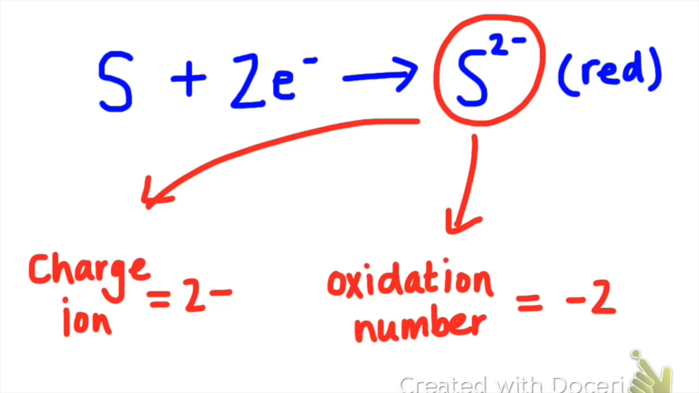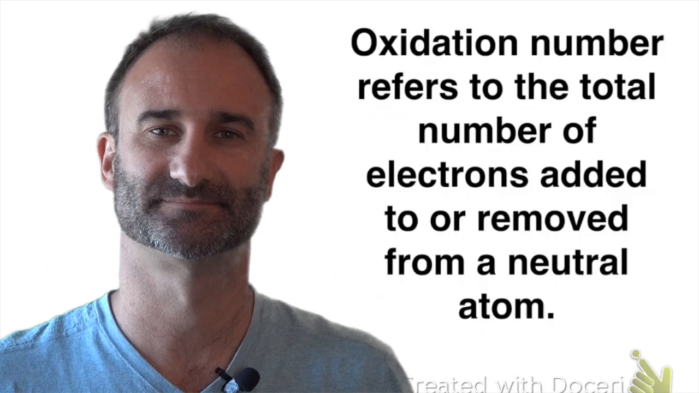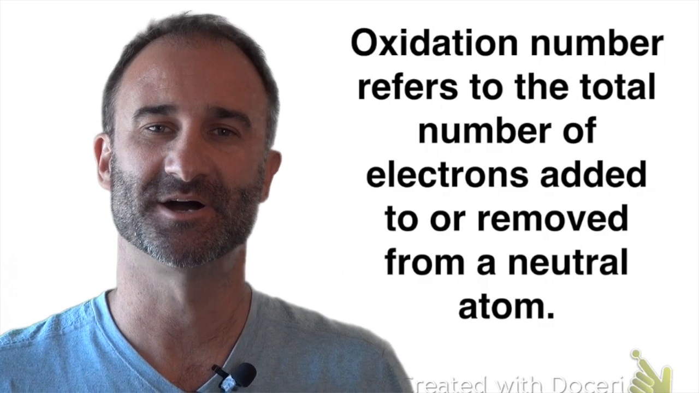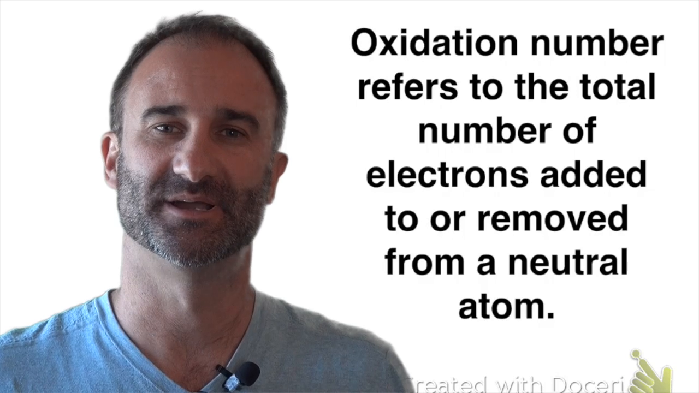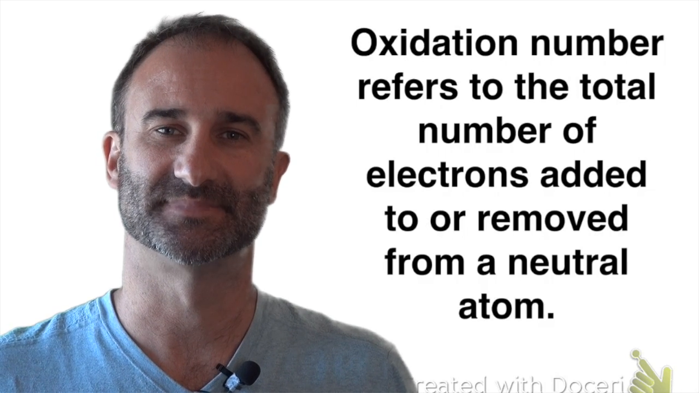Notice that when we have the charge, we put the number first, and then the plus or minus second, but when we indicate the oxidation number, we put the minus or the plus first. And so oxidation numbers are simply the number of electrons that have been added to or removed from a neutral atom. Let's have a look at some of the rules now.